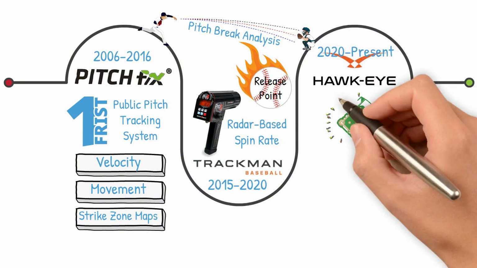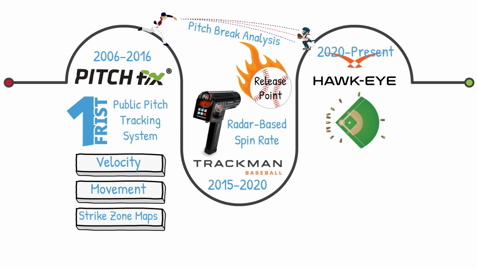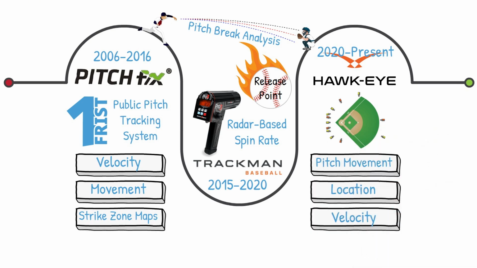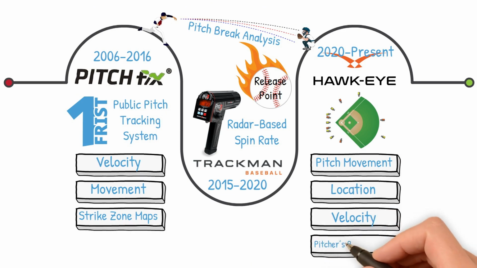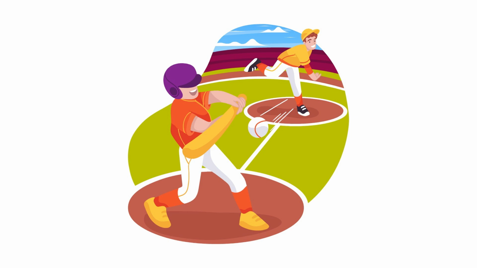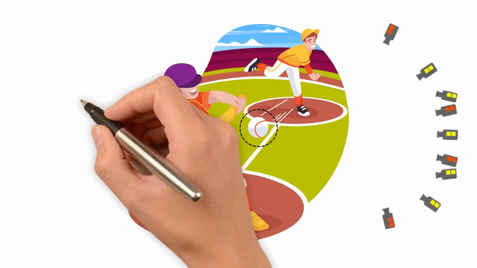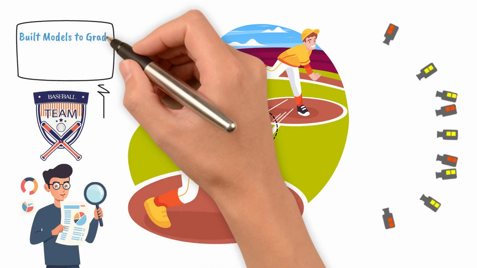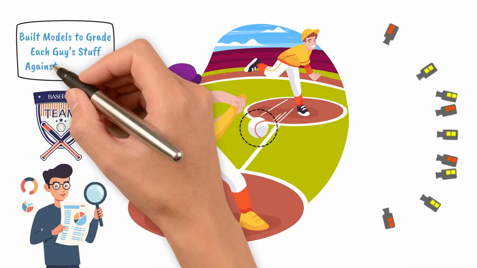And now, we are in the Hawkeye era, 2020 through the present. A dozen synchronized high-speed cameras capture everything: pitch movement, location, velocity, and it can even give us insight into a pitcher's biomechanics. Pitch arsenal matters now more than ever, and the ability to track every single pitch a pitcher ever throws has allowed teams and analysts to create models to predict how each guy's stuff should grade out compared to the rest of the league.